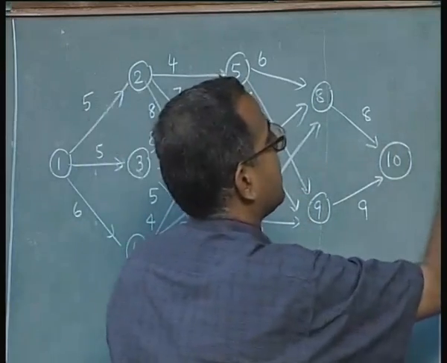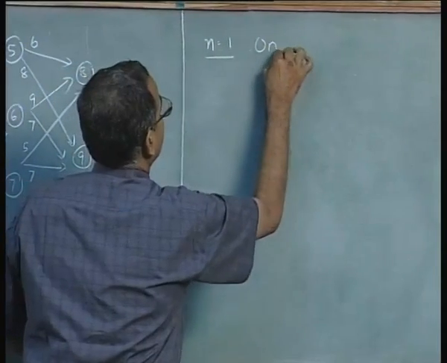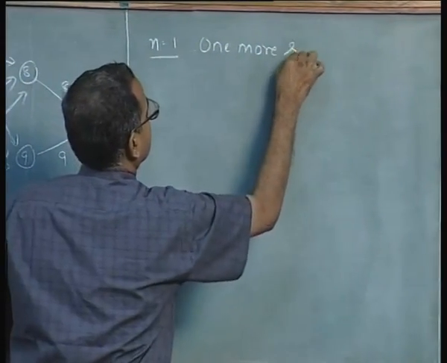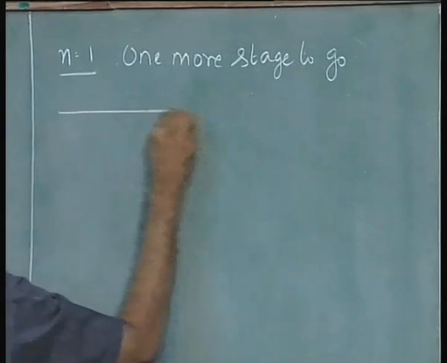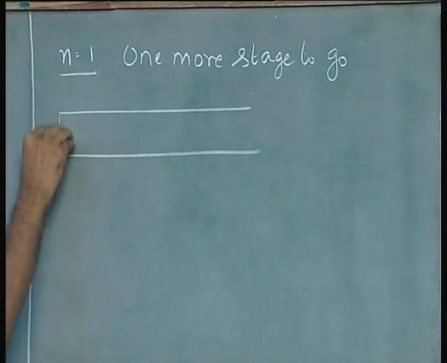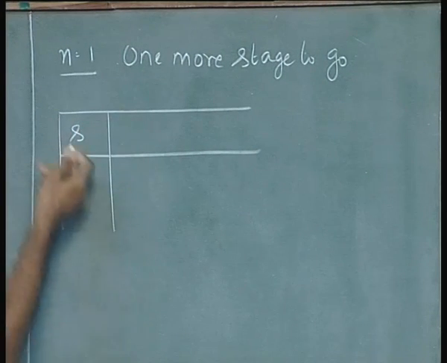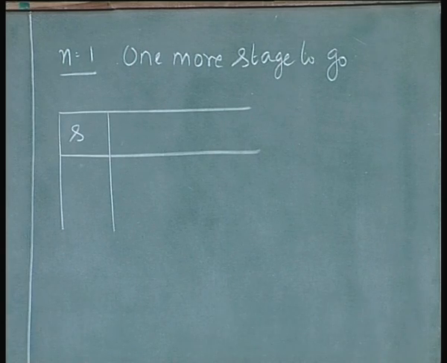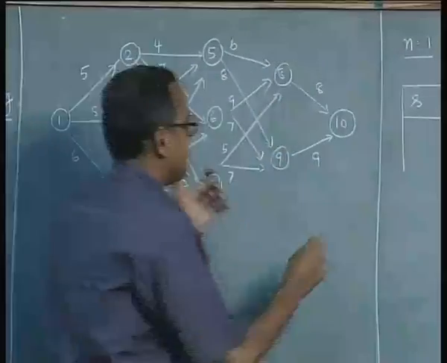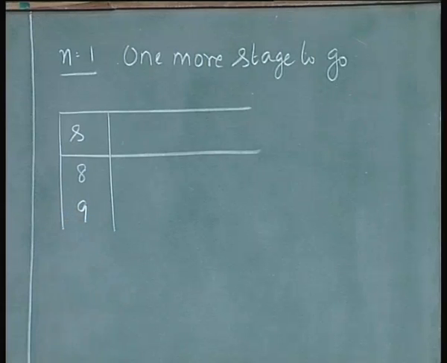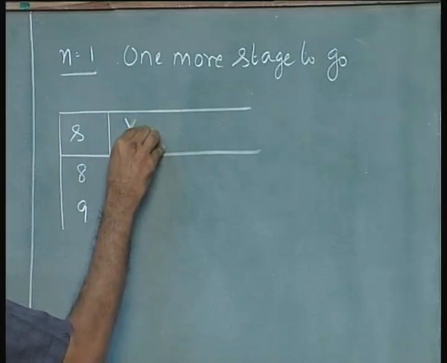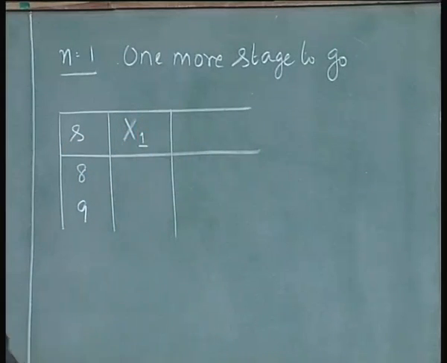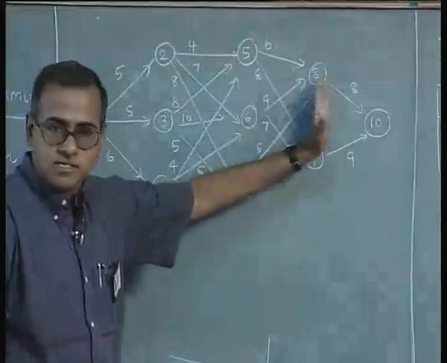So the first table would look like this. We will have n equal to 1, one more stage to go. Now S is called the state variable, and when we are here with one more stage to go, the state variable is either at 8 or at 9. The person can be either at node 8 or at node 9. And then the person has to make a decision which we call x1. X1 is the decision that is made when you have one more stage to go.